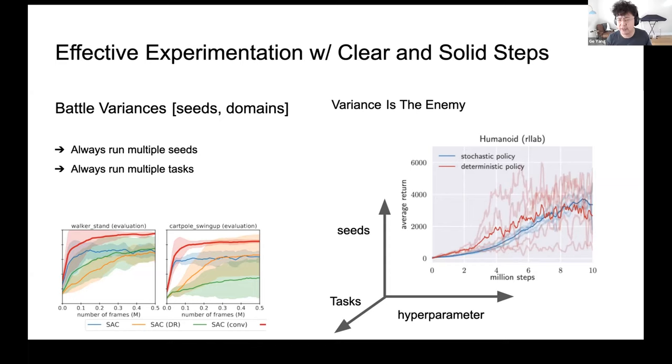And these could be different tasks on the same domain. For example, on walker you have walker run, walker stand, walker walk. Or they could be different domains within the same testing suite, like walker, cheetah, or humanoid. And depending on the testing domain, things can be very different.